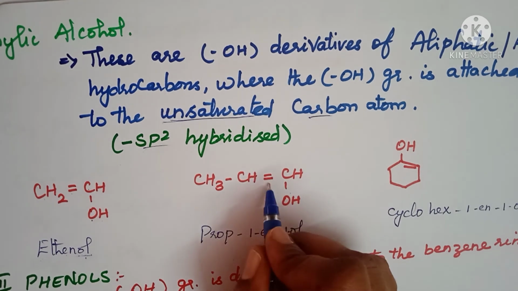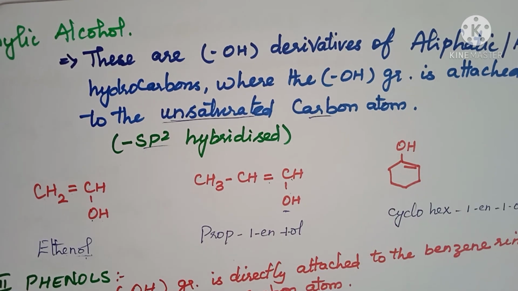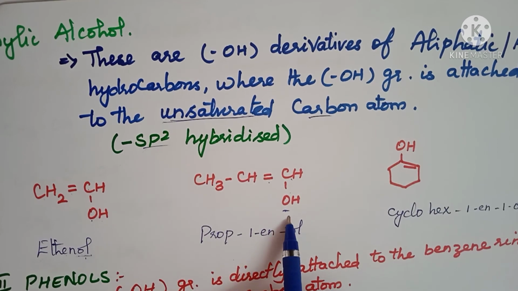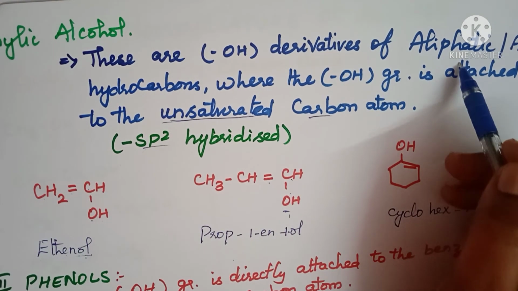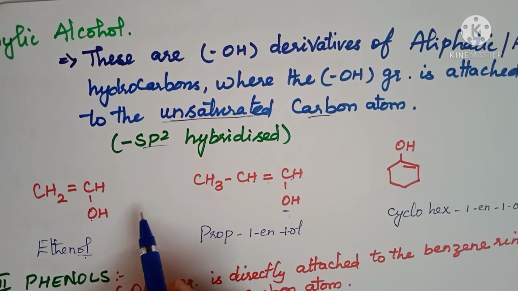Now, second one. Wherever the double bond is, there only the OH group is attached. Remember that. In allylic alcohol, wherever a single bond is, there the OH group is attached. In vinylic alcohol, wherever the double bond is, there the OH group is attached. That is what sp2 hybridization belongs to: vinylic alcohol and phenol. sp3 hybridization belongs to primary, secondary, tertiary alcohol, allylic alcohol, and one more thing, benzylic alcohol, which is called saturated hydrocarbon. Remember these points, students.